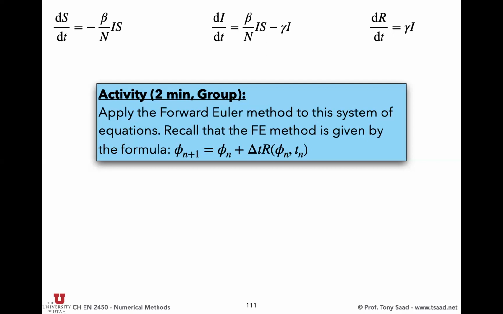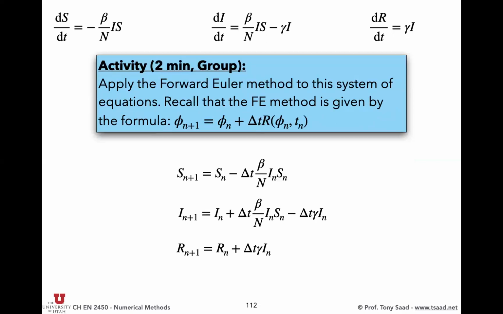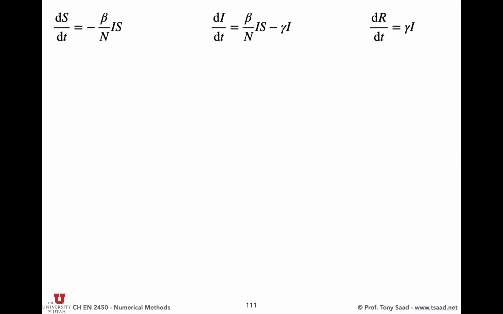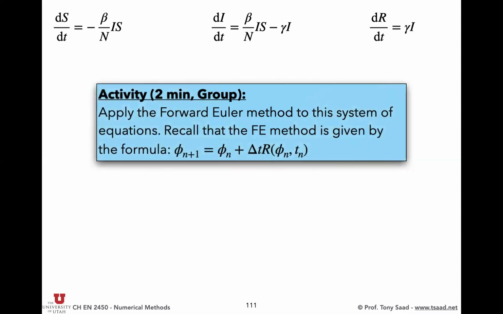So Nick Goodman, do you have an answer? Yeah, I got S_{n+1} equals S_n minus delta t beta over N I_n S_n. Correct. All right. And so let's see, Emily, do you want to tell us the answer for the infected?